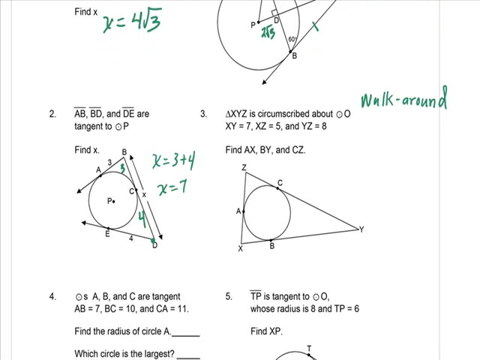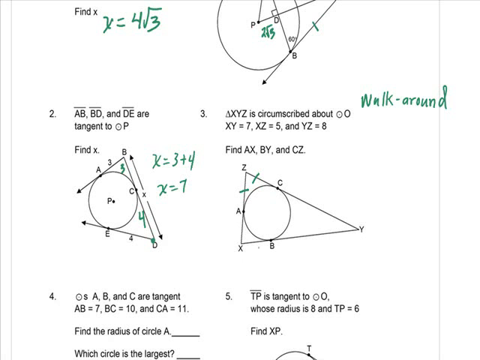So in this walk around problem, we know that a triangle is circumscribed about circle O. Now, when a figure is circumscribed about a circle, the segments that make up that figure are tangent to the circle. So we know that all these lines that touch the circle are tangent lines. What do you know, for example, about the length of ZA compared to ZC? Congruent. They both start at point Z.